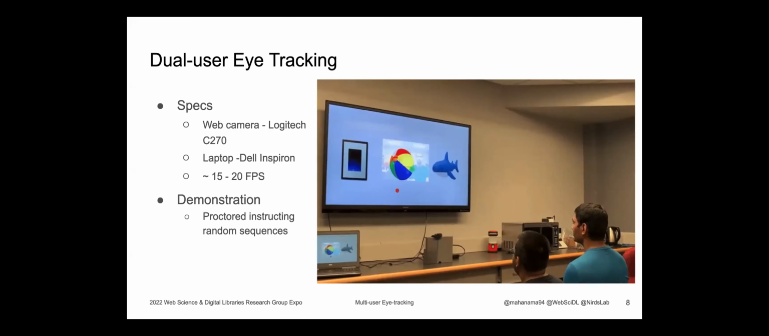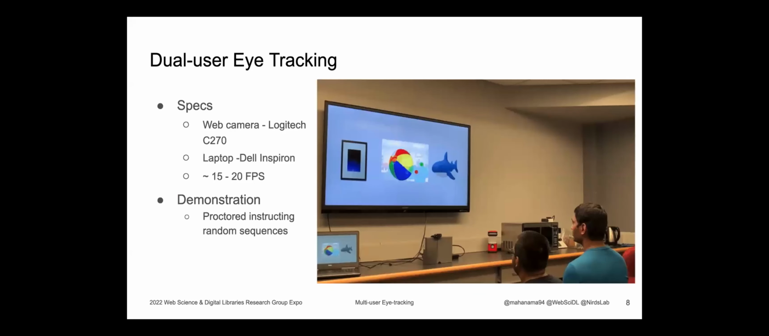Okay, sure. To implement this proposed system, we used a web camera and a regular laptop, and we achieved 15 to 20 frames per second, which is 15 to 20 hertz. In the demo video we have here, a proctor is instructing these 2 users with a randomized sequence of objects to look at.